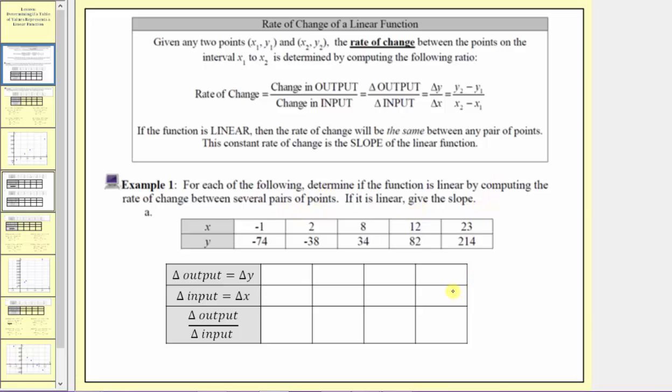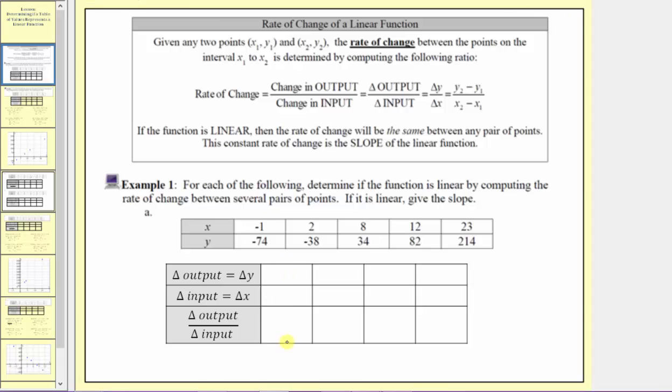And to keep things organized, we're going to use a table like this, where the first row is going to be the change in output, or the change in y. The second row will be the change in input, or the change of x. And the final row will be for the rate of change, which is, again, the change in the output divided by the change in the input.